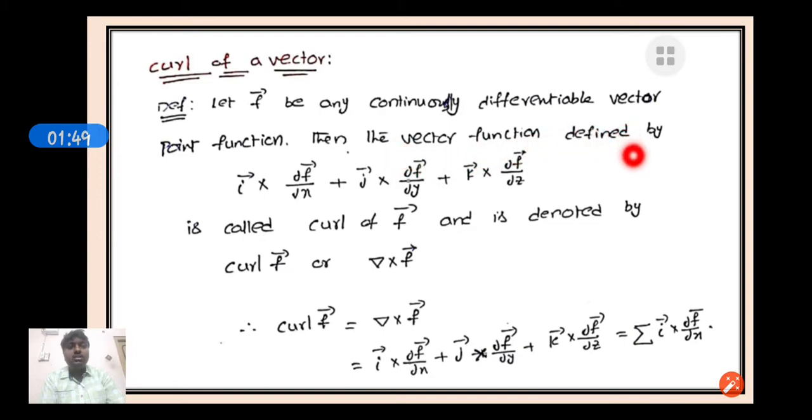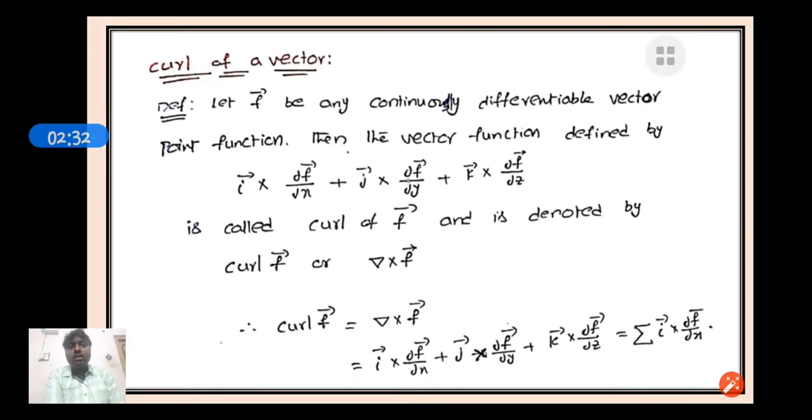Then the vector function is defined by i bar cross ∂f bar/∂x plus j bar cross ∂f bar/∂y plus k bar cross ∂f bar/∂z. This is called the curl of f bar, denoted by curl f bar or del cross f bar. So curl f bar is equal to del cross f bar. This can also be written in summation form, i bar cross ∂f bar/∂x. One thing we remember here: f bar is of the form f1 i bar plus f2 j bar plus f3 k bar, the component form.